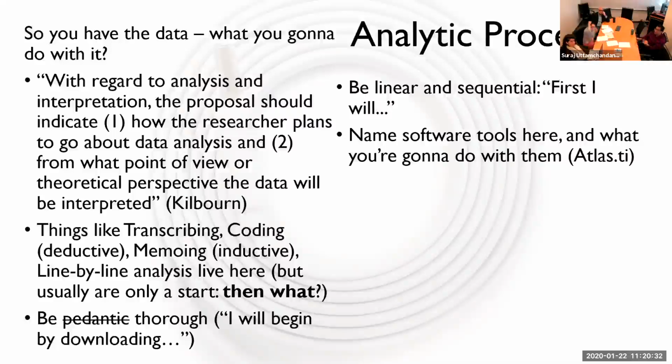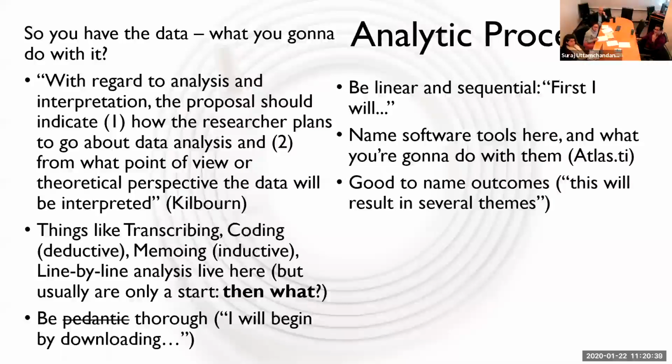So you might say, I will use Atlas.ti to organize the data and to aggregate the codes or something like this. And so here's some other strategies that you can use to make sure this section is not as vague. It's really good to name outcomes.